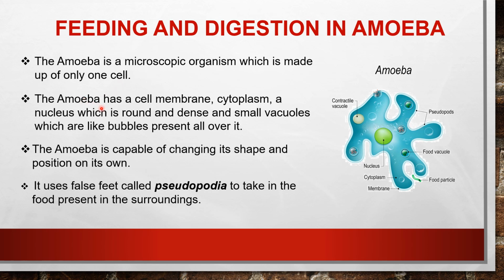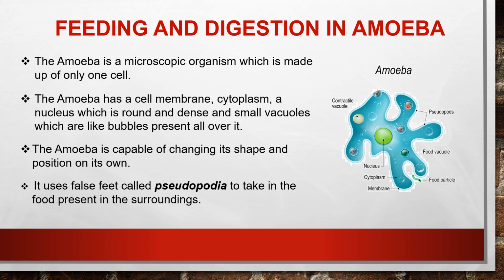The amoeba has a cell membrane. So this is the amoeba and it has a cell membrane. You can see here the boundary. The outer boundary is called cell membrane. And it has cytoplasm inside the cell. Cytoplasm means it is a jelly like substance, and a nucleus which is round and dense. You can see here that is the nucleus, and some small vacuoles which are like bubbles present all over it.